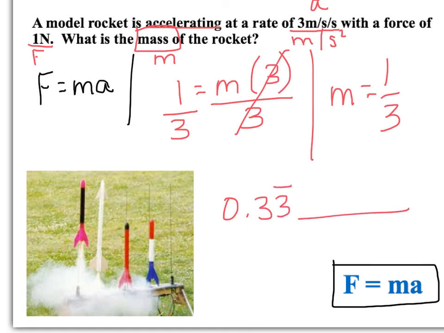And now I need the unit for mass. That's what I was looking for, the unit for mass. Remember, though, that the Newton is the same thing as a kilogram meter per second squared, and acceleration is meters per second squared. So if those cancel out, then all I am left with is the kilogram, which is the unit for mass, and that's what I was looking for. So our answer is 0.3 repeating kilograms.